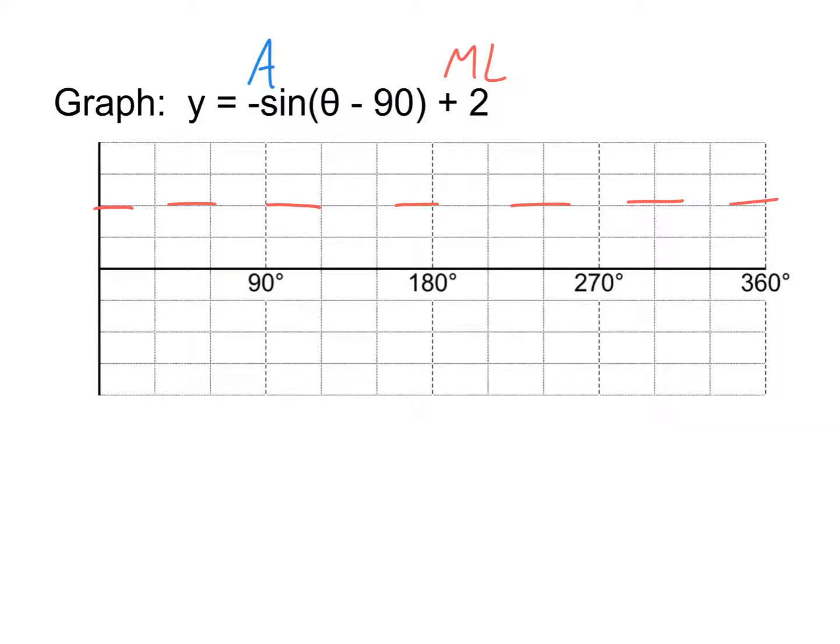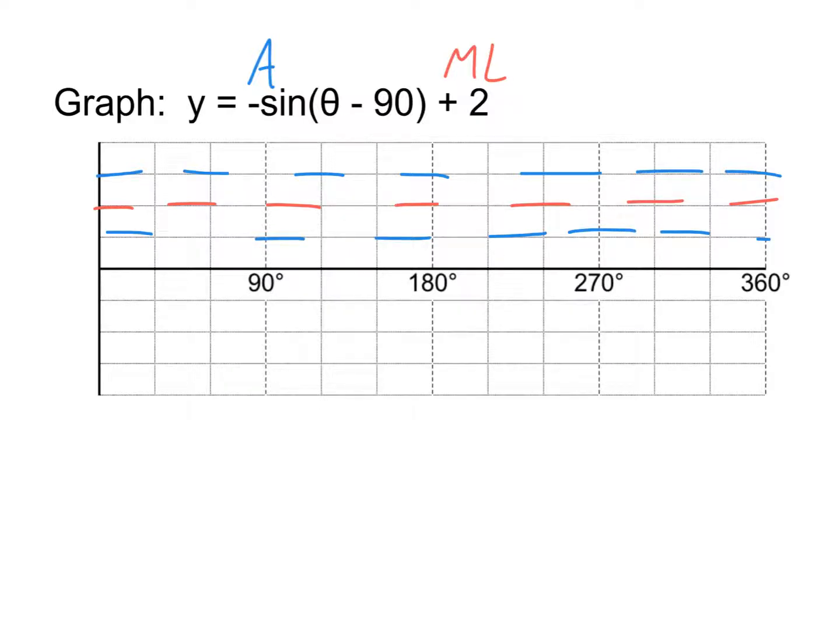Now, if you're thinking, wait, couldn't it be -1 because of the negative? No, amplitude is actually always positive because it's a distance from the middle to the top or the bottom. The negative will reflect it, but in terms of amplitude, it's just a straight 1. That tells me I'm going up 1 and down 1 from my midline. And then I can start looking at plotting some points.